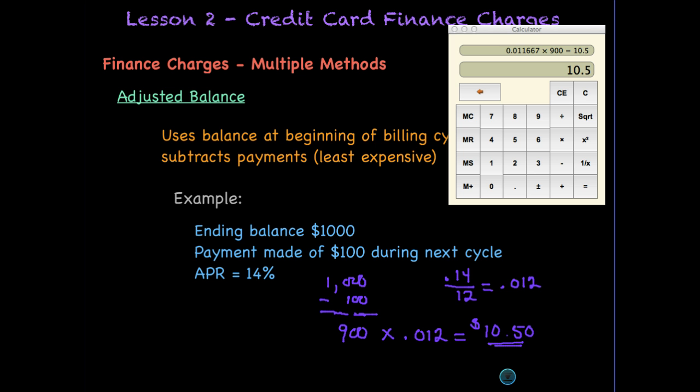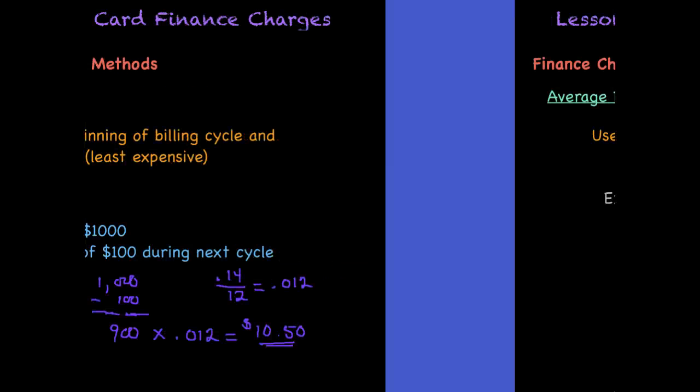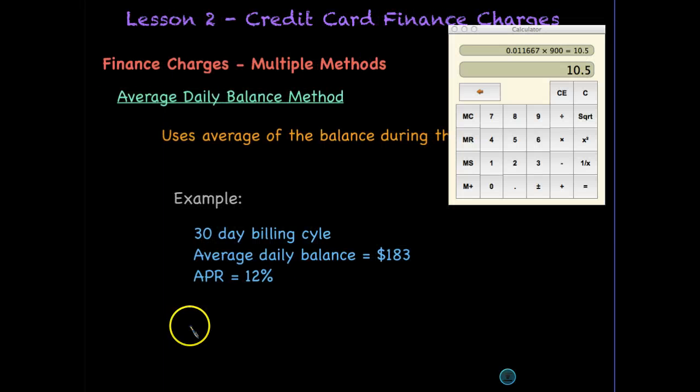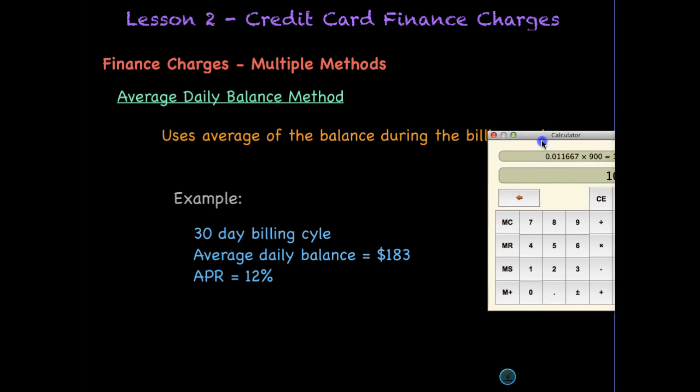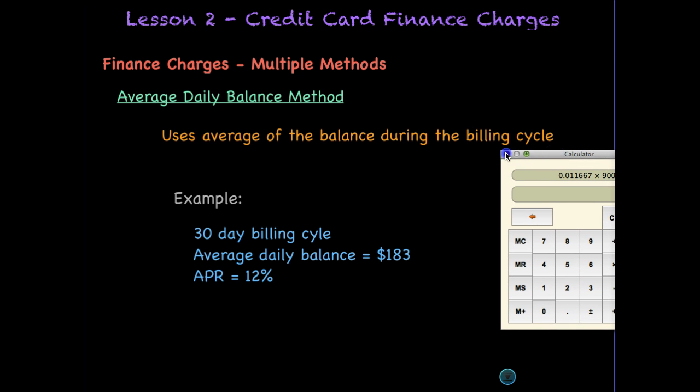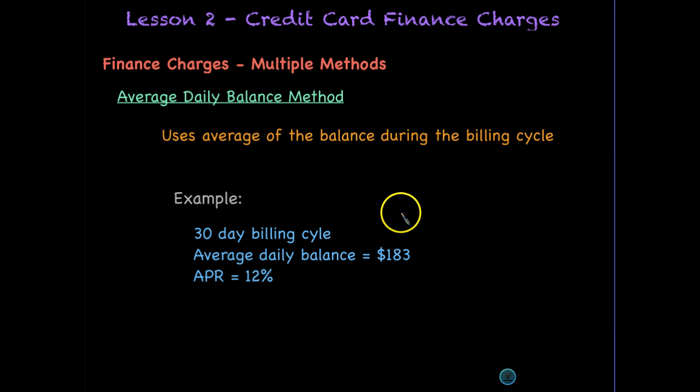Let's go ahead and look at another method. This method is the average daily balance method, which you will be exploring next week. This method uses the average of the balance during the billing cycle. So it takes into account each day's balance, and then it finds the weighted average of that. Let's look at an example.